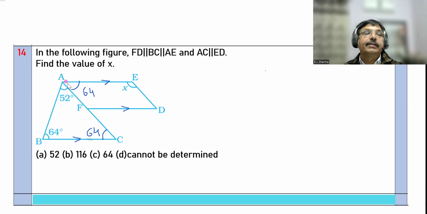Again, it is given that AC is parallel to ED. So AEDF is a parallelogram. The sum of two consecutive interior angles of a parallelogram is 180 degree. So this angle will be 160 degree. So B is correct option.